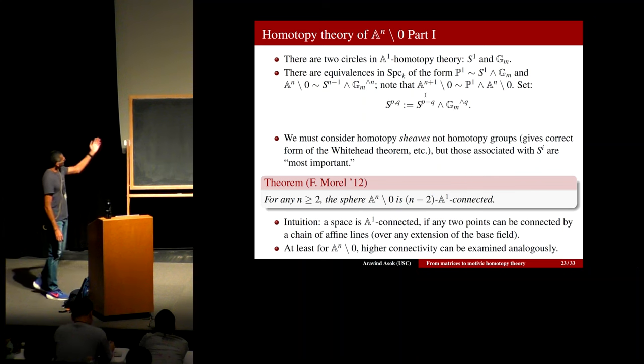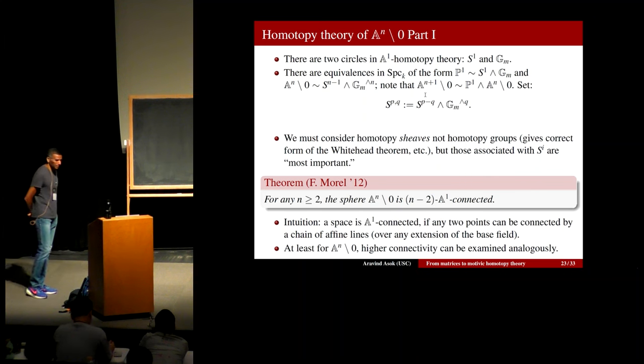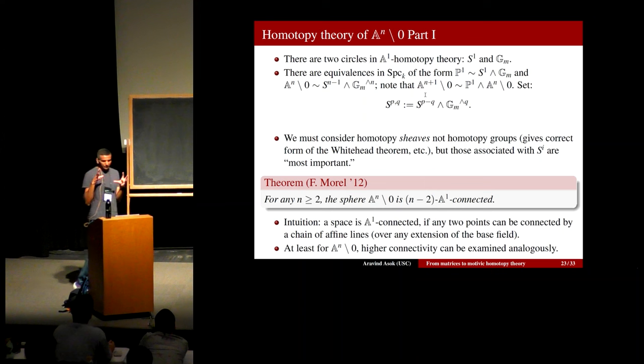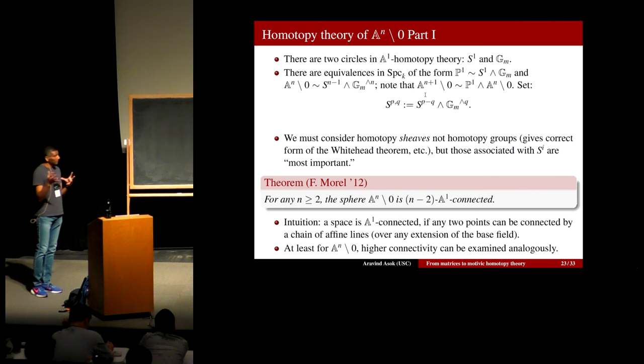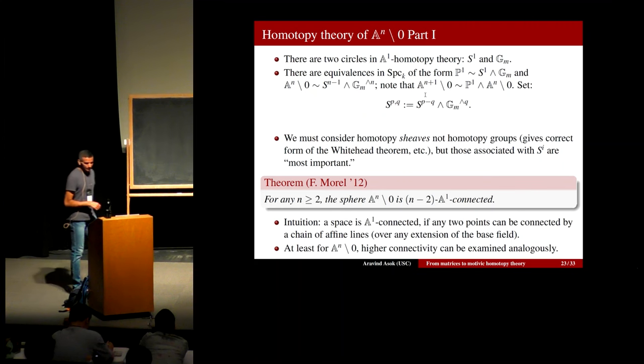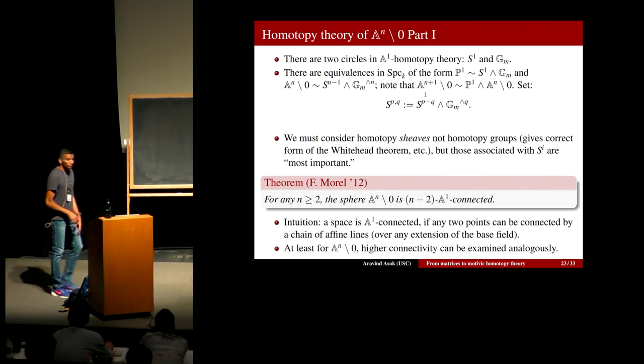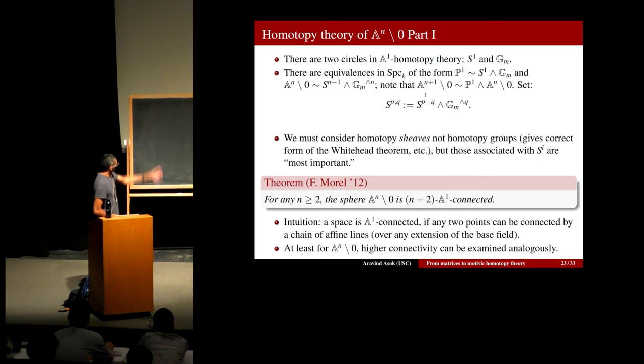And at least for a space like A^n minus the origin, it turns out that there's a very nice way to describe higher connectivity. So you could think about the fundamental group by building chains of affine lines that connect into a loop. And then you can talk about two loops being homotopic by a naive homotopy. And in fact, it suffices to consider such objects for A^n minus the origin.